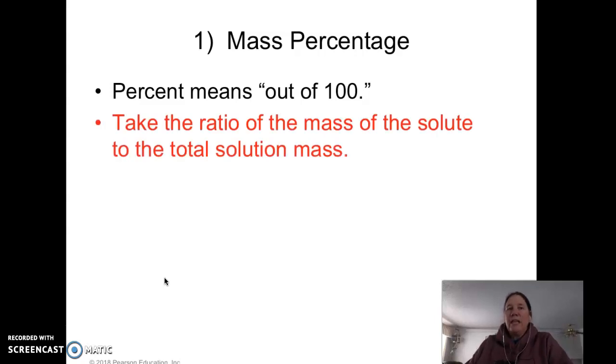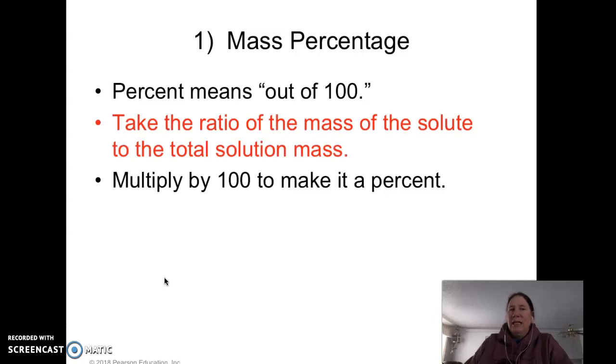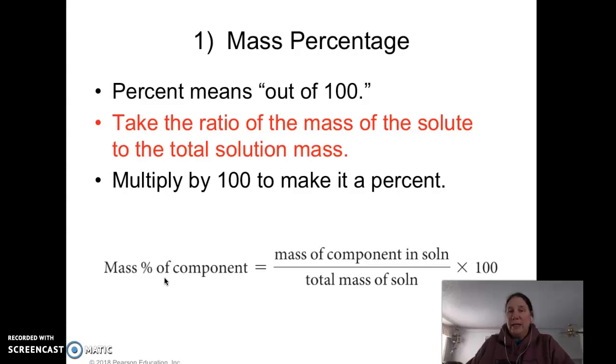Okay, so you take the ratio of the mass of the solute to the total mass of the solution, and then you multiply by 100 to change it to percent. So it's the mass of the solute over the mass of the solution. The nice thing about this is you don't have to change it to moles. These are probably the simplest of all the solution concentration problems to do. So you take the mass of the solute over the mass of the solution, and then you multiply by 100.